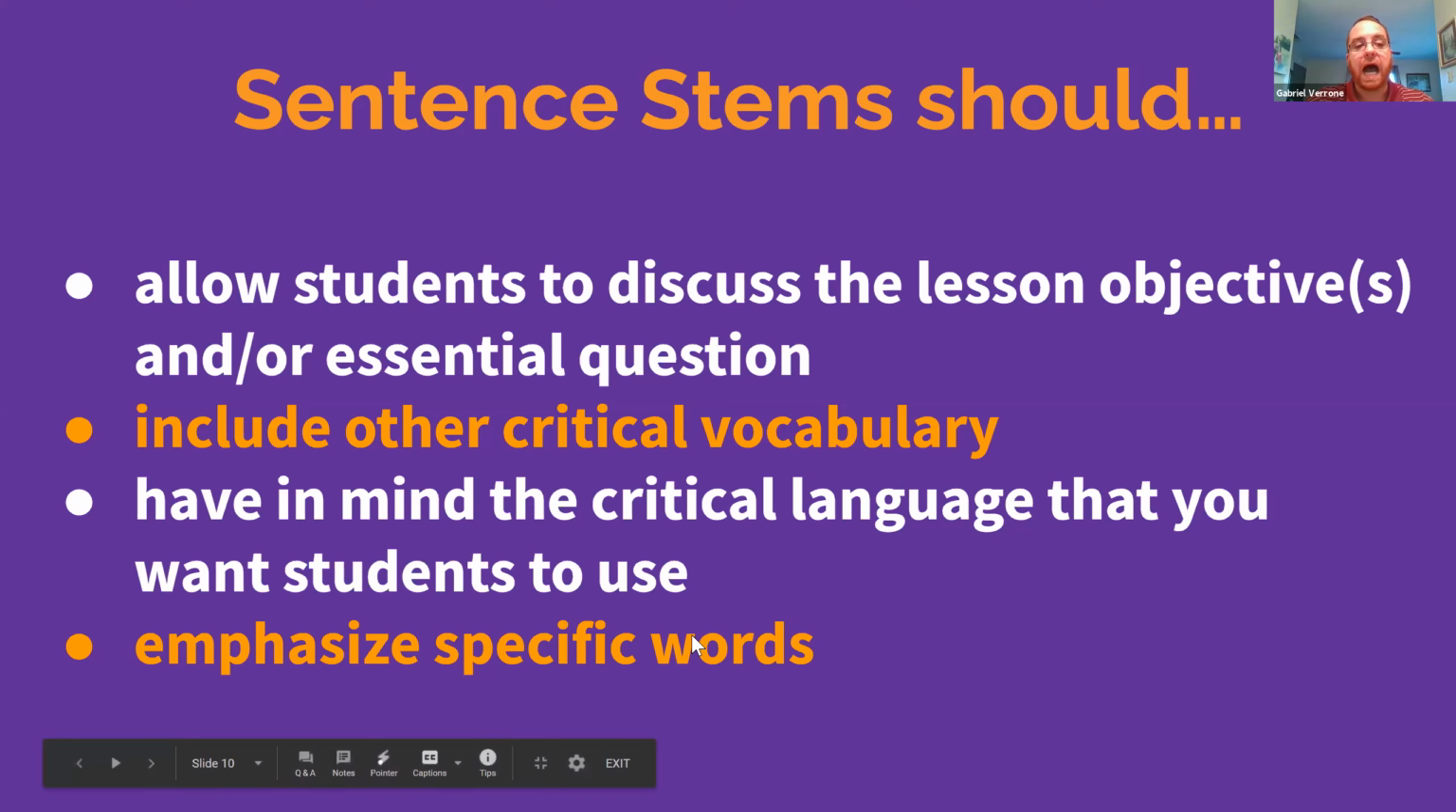And then I like, when I write sentence stems, to underline or highlight or circle important words, because it's a visual clue to the student: oh, I need to pay attention to those words. Or if I introduce some lesson vocabulary and then use it in the stem, I might underline or highlight it so that the students get that extra layer of reinforcement.